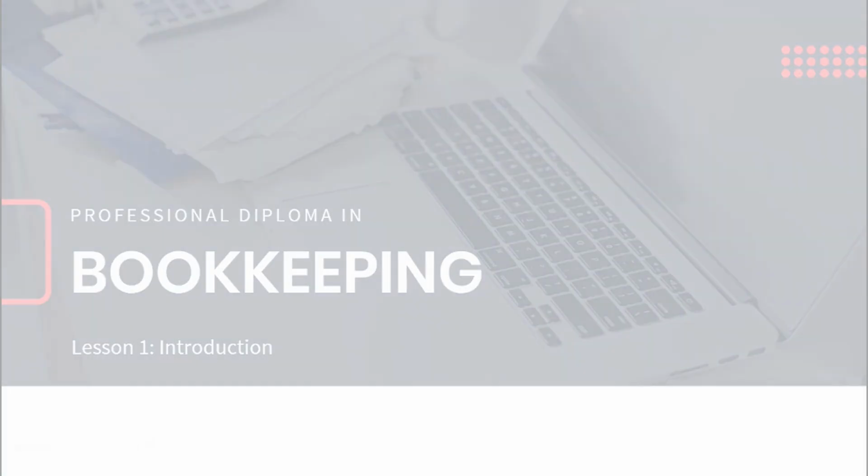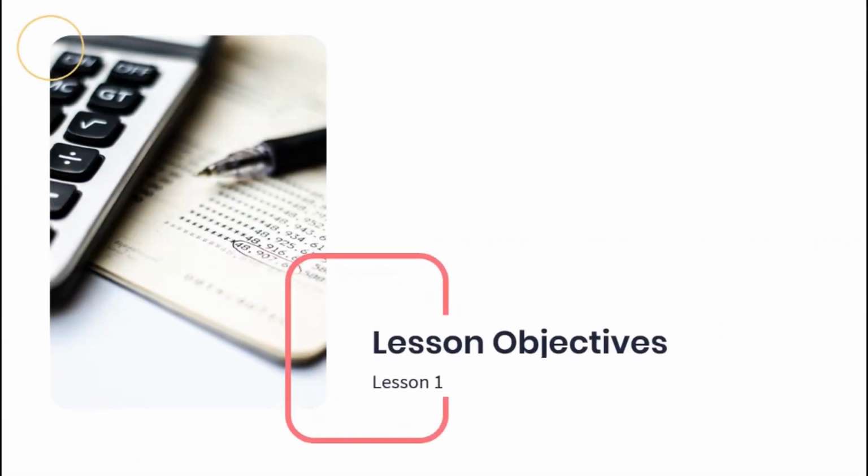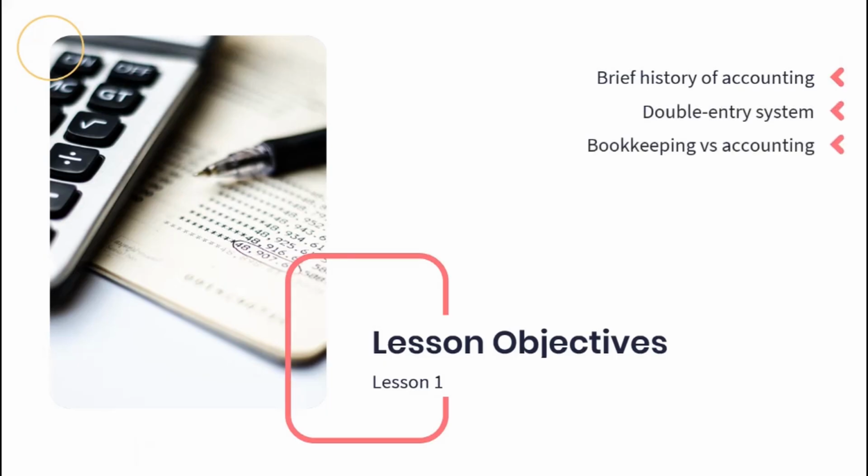Lesson 1. The objectives for today's lesson include a brief but incredibly interesting history of accounting. We will touch on the double entry system, assess the difference between bookkeeping and accounting, and by the end of the lesson, you will understand what an accounting framework is and the different frameworks that exist. And being quite a practical, relevant subject, we will look at how bookkeeping principles can be applied in your daily life, even for a college student.